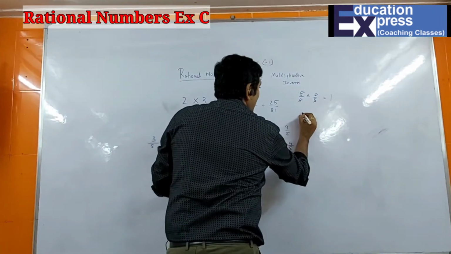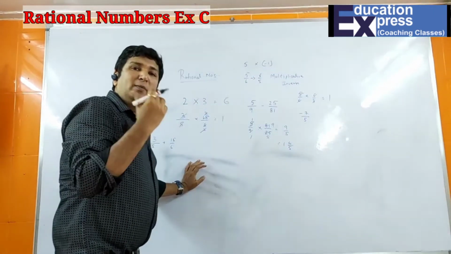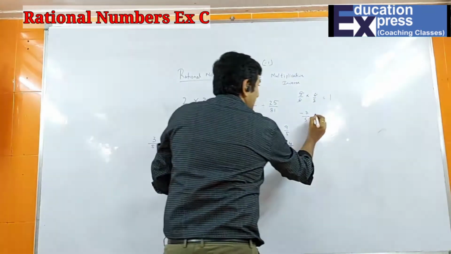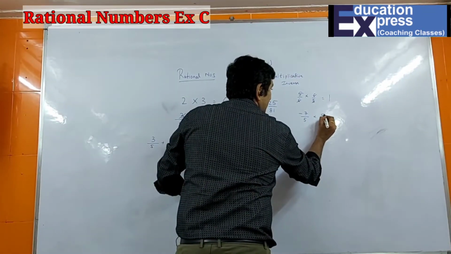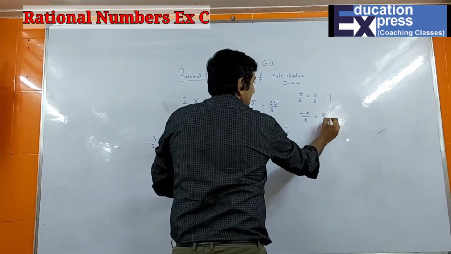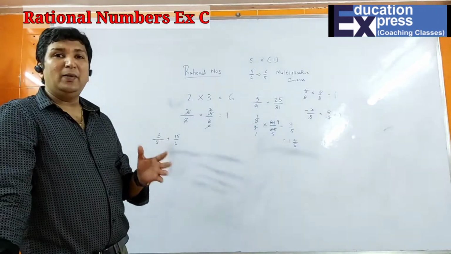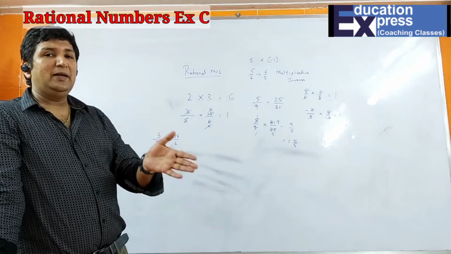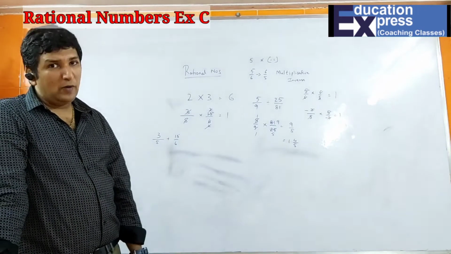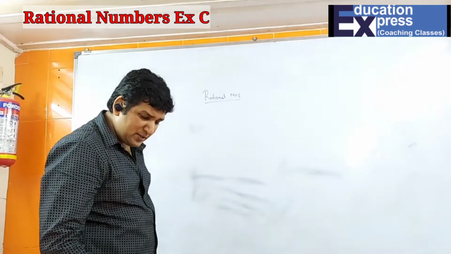One more example, -7 upon 5. What will be the multiplicative inverse for this? Simple. I have to take the reciprocal. So 5 upon -7. Now if I cancel this, obviously the answer is 1. So simple logic. Whenever you multiply any number with its multiplicative inverse, the answer will be 1. Now we'll start with exercise 1C. Now exercise 1C, first sum.